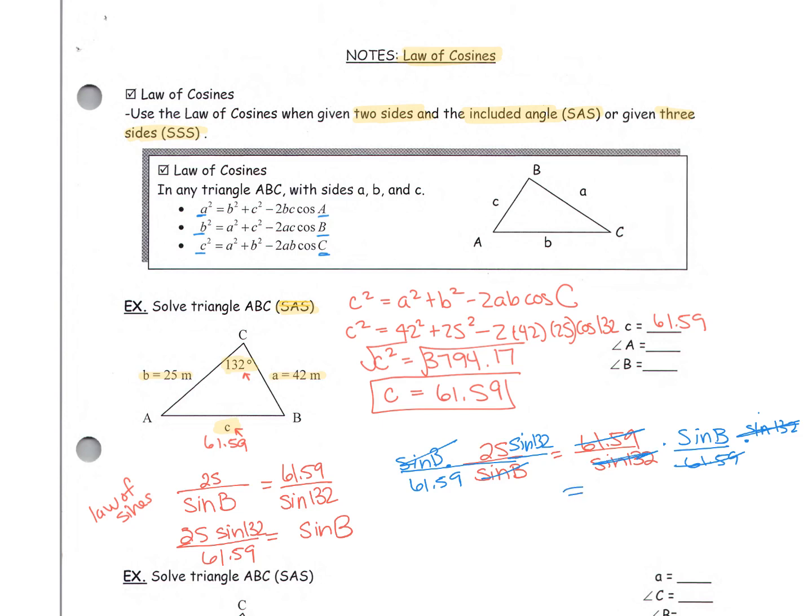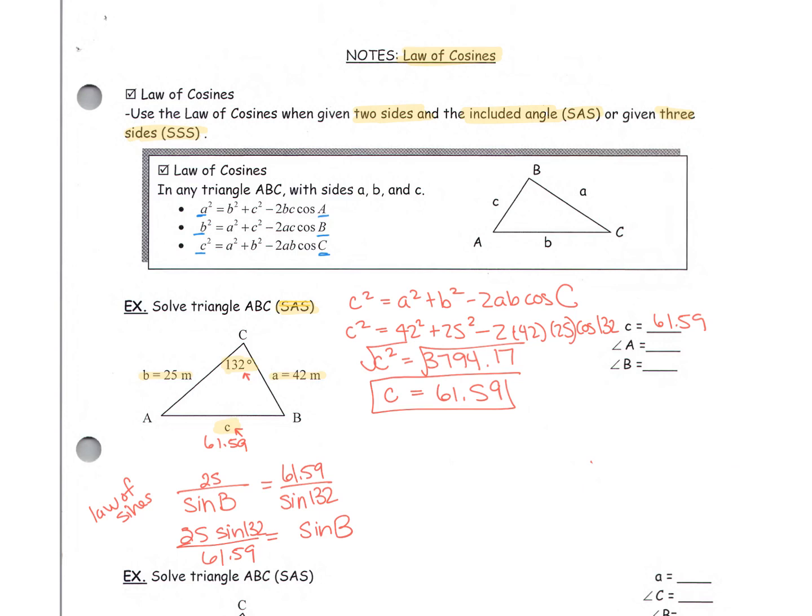You'll notice that doing that, the only thing I have over here is my sine of b, which I'm trying to solve for. You'll notice on the other side, my numerator is 25 times the sine of 132. It had been in the denominator on the right. It's now in the numerator on the left. Divided by 61.59. It had been the numerator on the right. It's now in the denominator on the left. This is important that I understand where all these parts came from. I'm going to erase this for the time being.